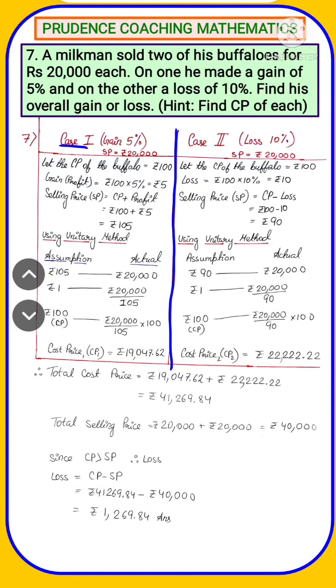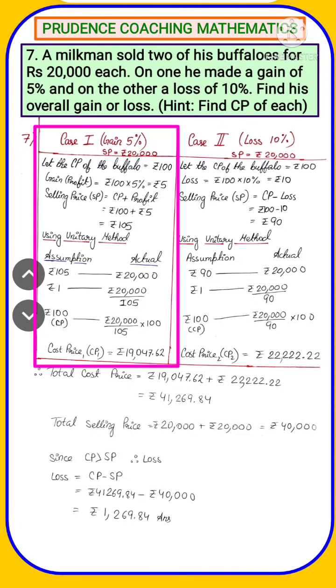So let's start. As in this particular sum we are dealing with profit and loss, as I have mentioned, whenever you deal with profit and loss, your first step is to assume the cost price to be 100. So we have written, let the cost price of the buffalo be rupees 100. Here gain is given to be 5% and we know that profit or loss is always calculated on CP. So here CP is 100. 100 into 5%, that is rupees 100 into 5 by 100. 100 and 100 will cancel. You will get rupees 5. So here gain is rupees 5.